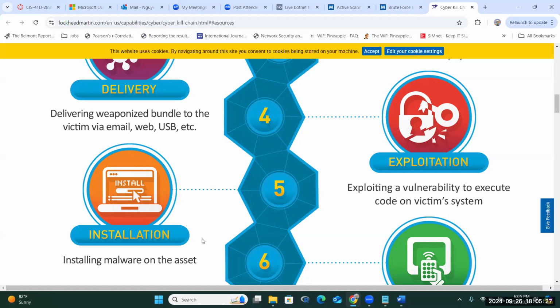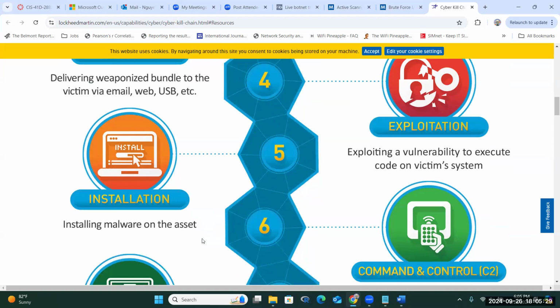Then installation of malware or code that could be executed onto the asset. So that could be servers, systems, appliances, controllers, etc.